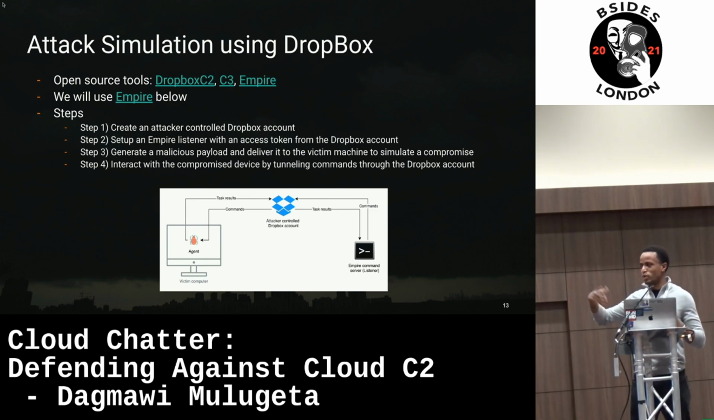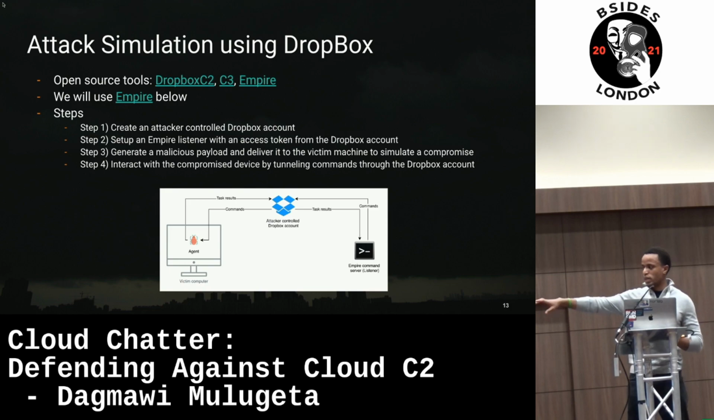And they'll download a malicious Office document, then this is the next stage payload. But for the sake of brevity, we're just going to simulate a compromise and go from there. And then once we have everything set up, we're going to interact with the compromised device by tunneling commands through the Dropbox account.